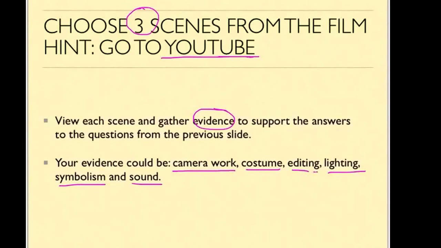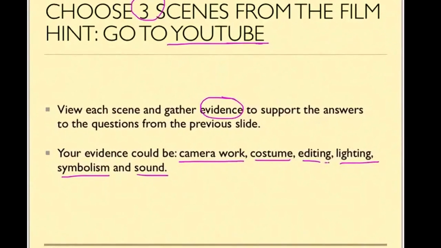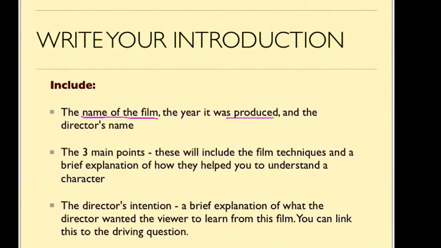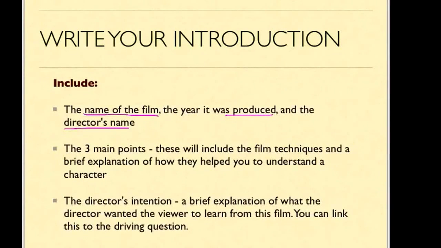You need the name of the film, and remember, you need to underline the name of the film, when it was produced, and the director's name. Then you've got to include the 3 main points. Make sure that you do these in 3 full sentences. And finally, look at the director's intention. What did he want you to learn from viewing this film?